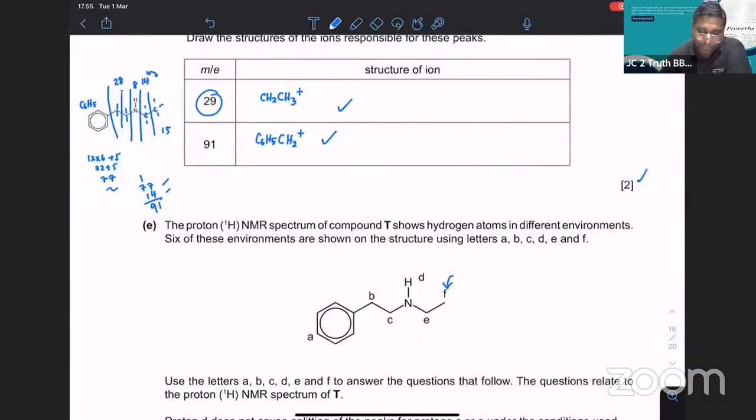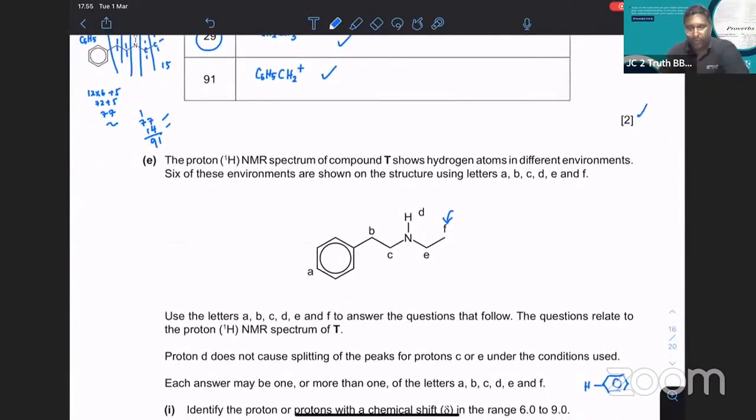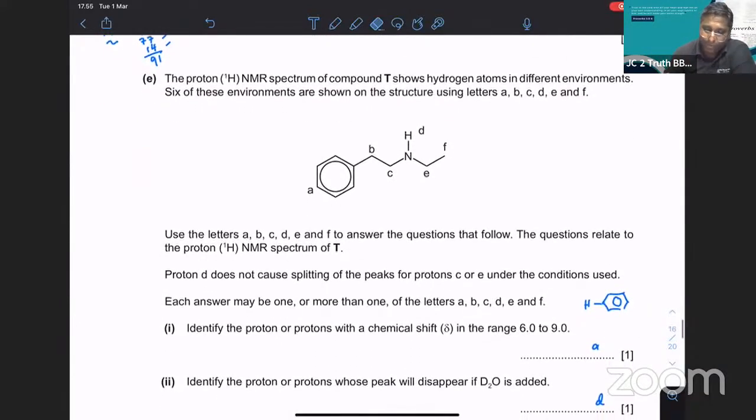Now the next question is the proton NMR spectrum of compound T. It shows the hydrogen atoms in different environments. Six of the environments are shown in the structure using the letters A, B, C, D, E, and F. Use these letters to answer the following questions. Proton D does not cause splitting for protons C and E under the conditions used. Each answer may be one or more than one letter.